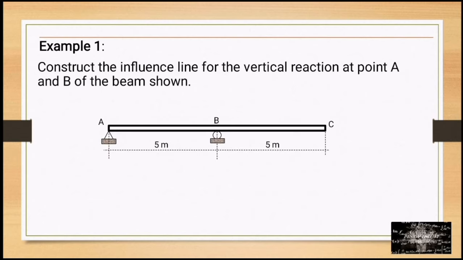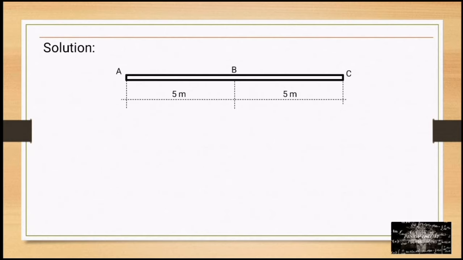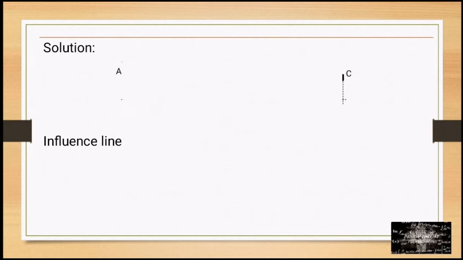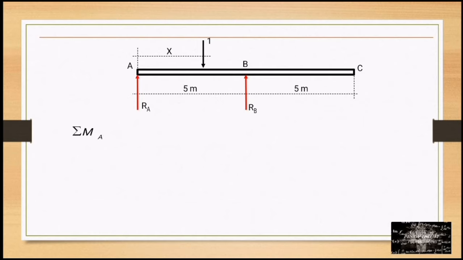Example number one, construct the influence line for the vertical reaction at points A and B of the beam shown. Now, solution. Place the unit load at location X. Then we will have reactions at A and B. The required is the influence line for the vertical reaction at point B. Now, let us solve the reaction. Summation of moment at point A is equal to 0, considering counterclockwise positive. So RB times 5 minus 1 times x is equal to 0. So RB is equal to x over 5.